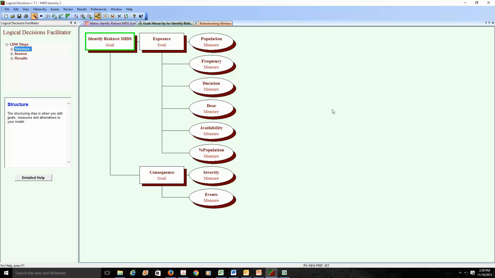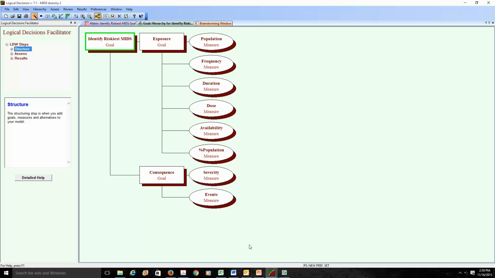So what we did was we decided that our goal was to identify the riskiest multiple ingredient dietary supplements. We knew we were going to have a lot of uncertainty and would be dealing largely with qualitative data. So then our next step was to go with the basic risk equation. Risk is a probability, or in this case, exposure, times a consequence. And then we would take the exposure and break it down into criteria, take the consequence and break it down into criteria.